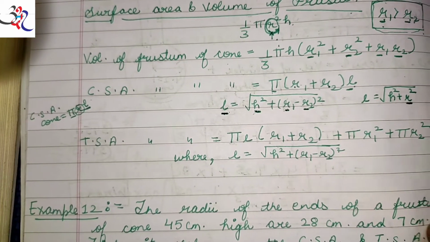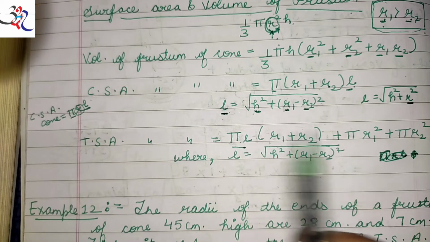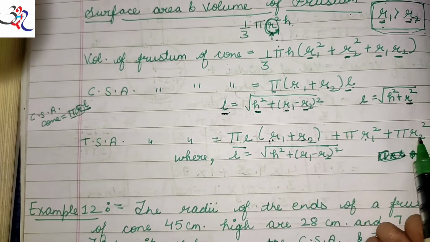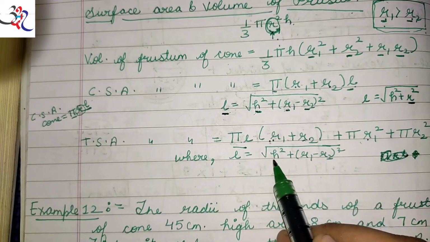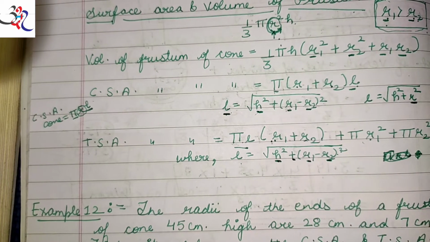The same applies for the total surface area. The total surface area of the frustum is pi l into r1 plus r2, plus pi r1 square plus pi r2 square, and l is equal to under root of h square plus r1 minus r2 whole square.